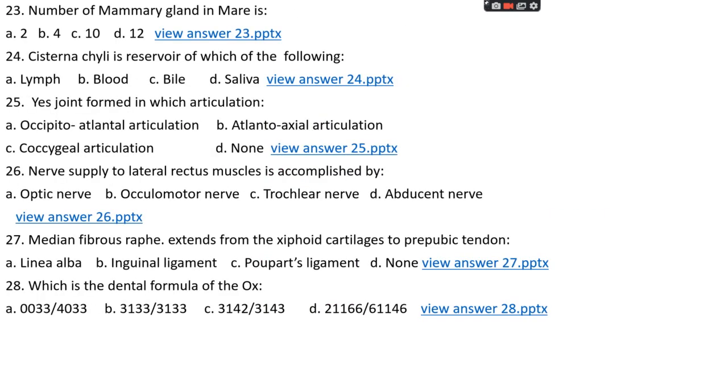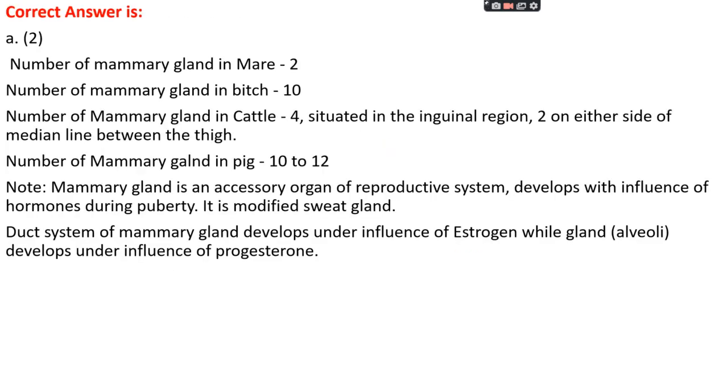Question number 23. Number of mammary glands in male is option A, 2, option B, 4, option C, 10, option D, 12. The right answer is option A, that is 2. Number of mammary glands in the case of male is 2. In the bitch, 10. In cattle, 4, situated in the inguinal region, 2 on either side of the median line between the thighs. In pig, 10 to 12 in number.